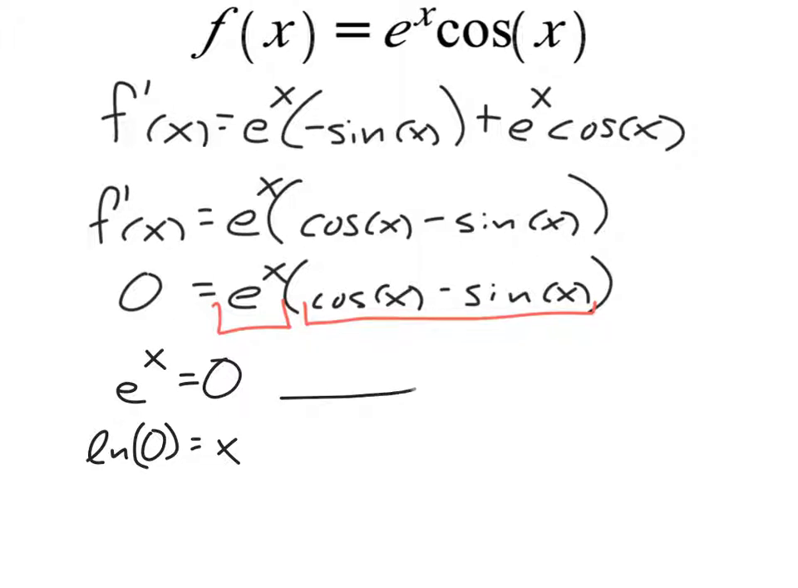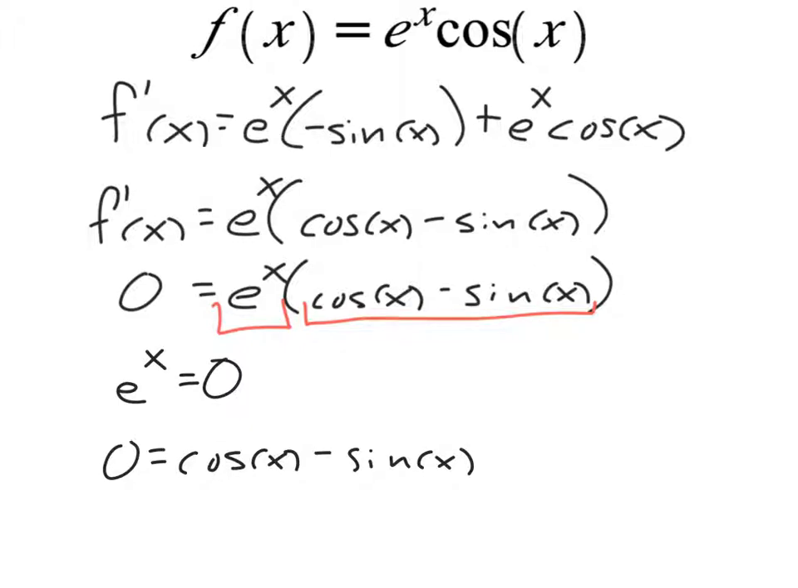Notice if you graphed e to the x, your graph would look like this. It has an asymptote here at 0 because it never actually hits 0. And so for the e to the x part equal to 0, there's no solution. So we're not going to get any zeros out of that part of it. All right, so now that we looked at that, we now have to look at the other part. We need to have 0 equals cosine of x minus sine of x.